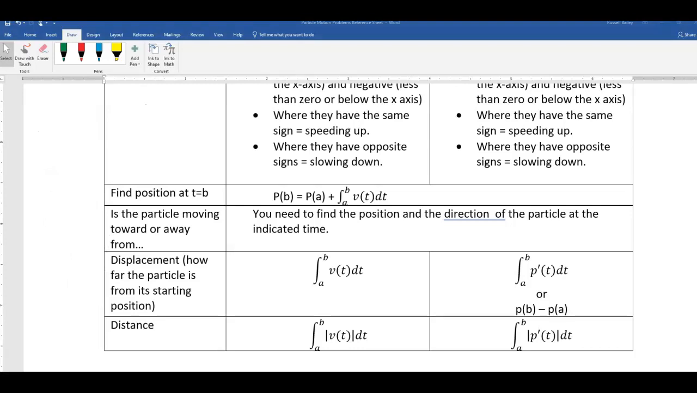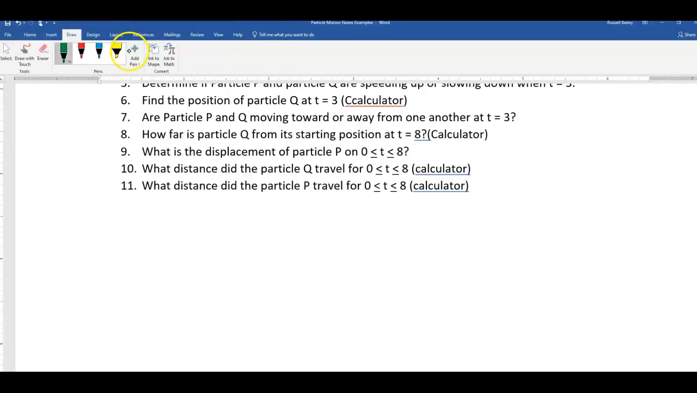All right. Moving along to our next question, we have, what is the distance that particle Q traveled? All right. Whenever you want to find the distance and you're given a velocity function, all you have to do is the integral of the absolute value of your velocity function from 0 to 8. So let's go ahead and punch that into our calculator and see what we get. And I get about 37.3. So that's the distance traveled by particle Q.